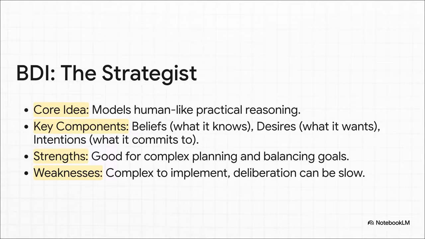Now, the BDI architecture is where things get a lot closer to how we think. It actually tries to give the agent mental states. It has beliefs about the world. My calendar says I have a meeting at 2 p.m. It has desires or goals, like I'd really like to grab some coffee. And most importantly, it forms intentions, the things it actually commits to doing. This lets it juggle different goals and make sophisticated plans, like a great personal assistant. The trade-off? All that thinking takes time and is pretty complex to build.